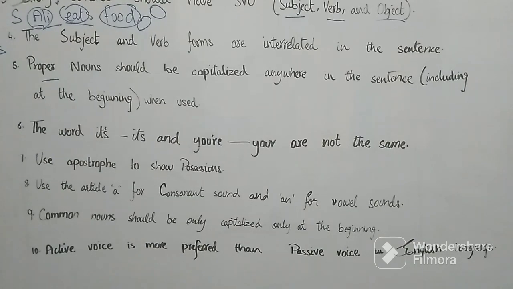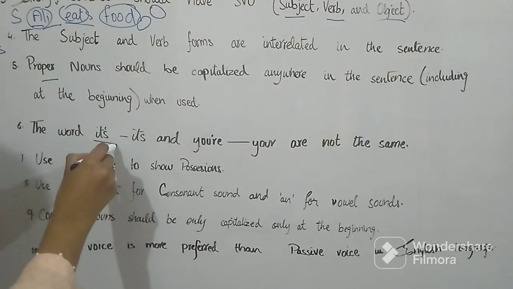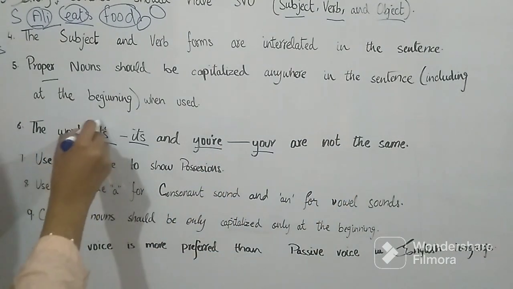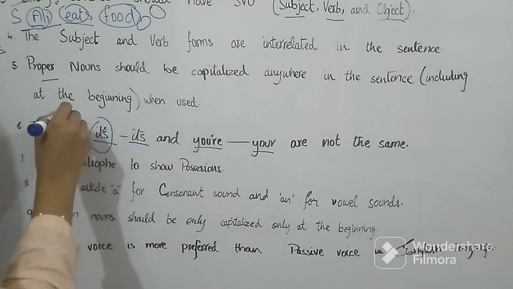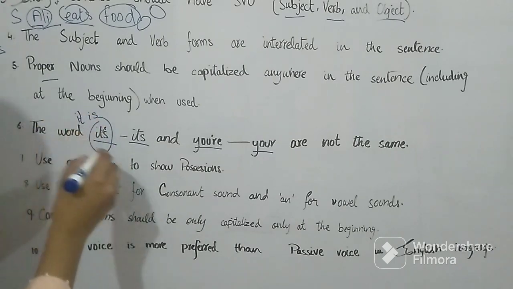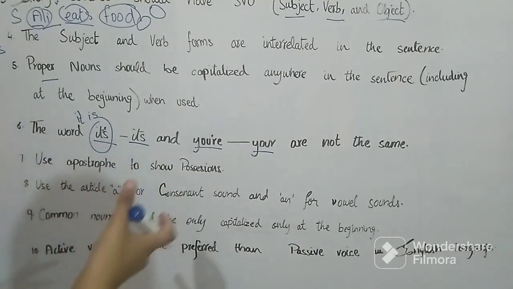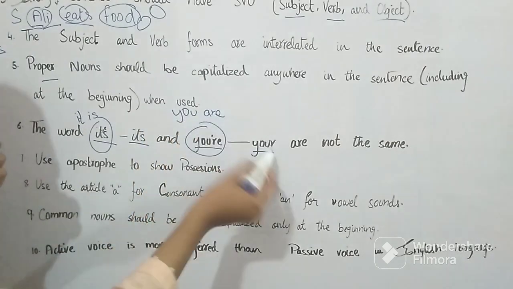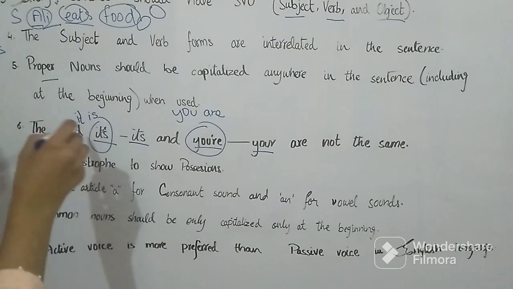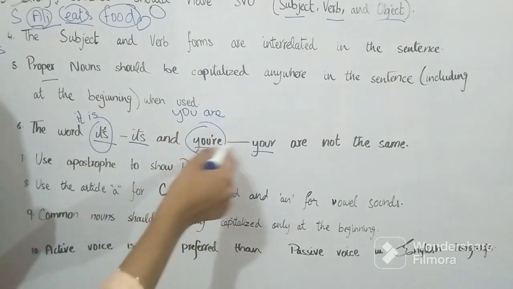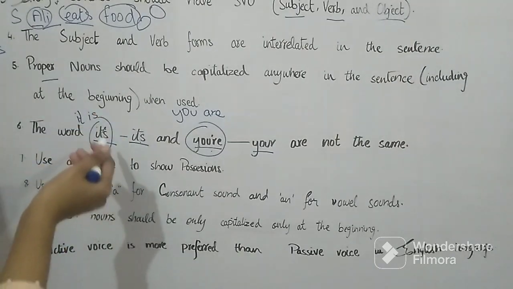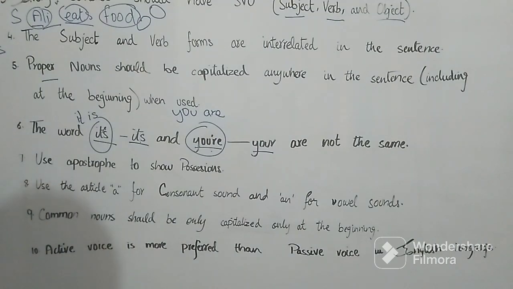So our sixth rule is that the words it's and its, and you're and your, are not the same. The word it's, with an apostrophe, is a contraction of it is. And the word its is a simple word, right? You're, this is a contraction of you are. This is your. So it's and its, and you're and your, are not the same. So we should be focused and careful. Remember to use these words very carefully, because they are not the same.